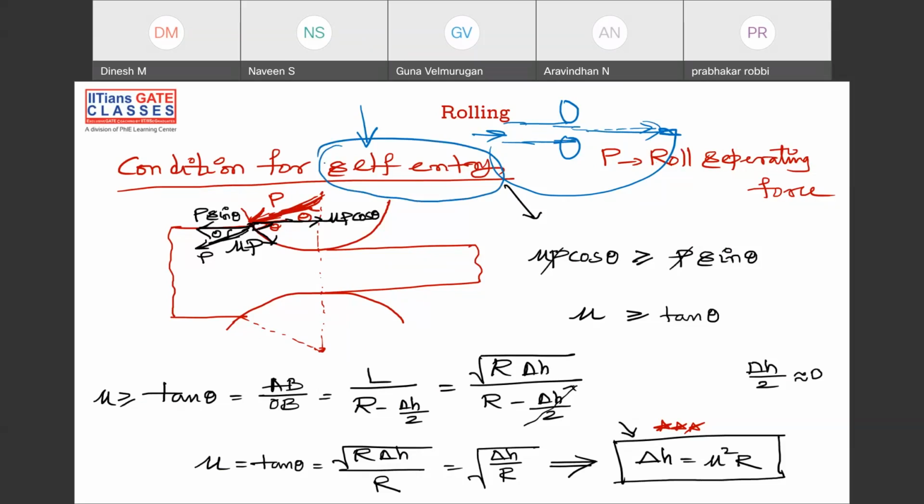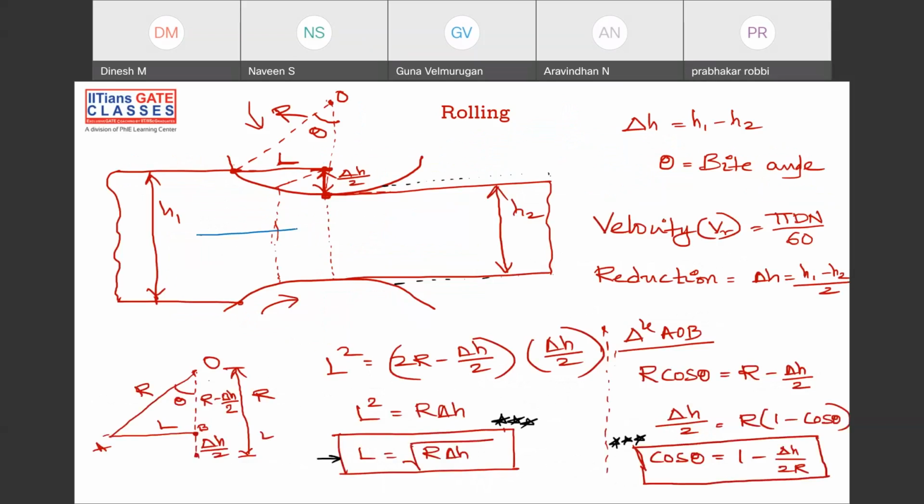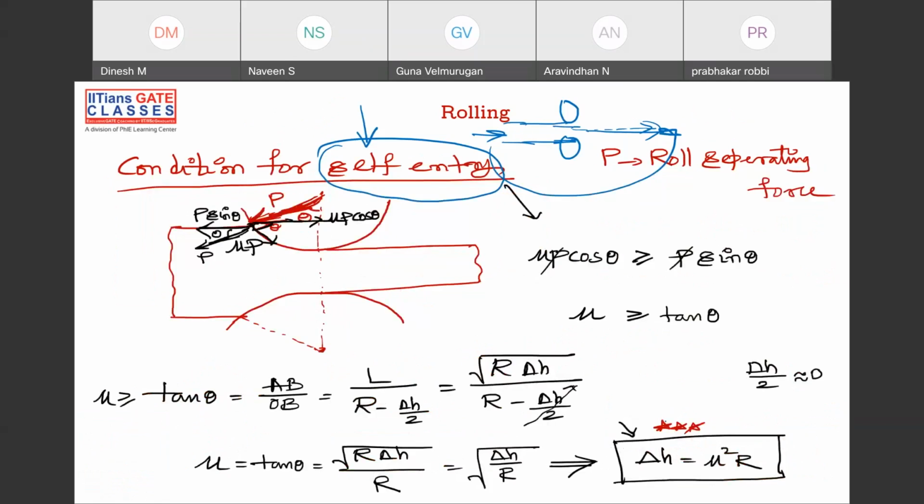So in our case also, if the workpiece wants to enter by itself without any push from the backside, that is called the self entry condition, and that self entry condition will be achieved when this condition is satisfied. That is, your change in thickness is equal to the coefficient of friction between workpiece and the roll squared, into the radius of the roll. If this condition is equal, or sometimes you can say if it is greater, but the limiting condition is this: if your condition is satisfied like this, delta H is equal to mu squared R, then it will go into the self entry zone. Is it clear, guys?